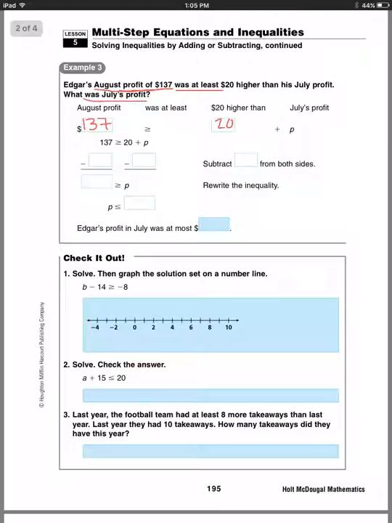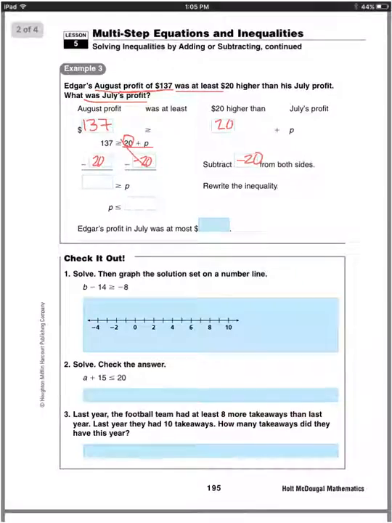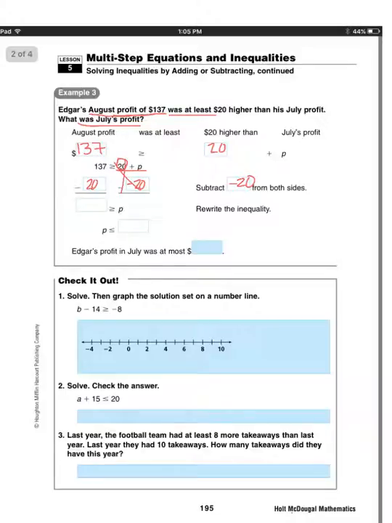We are looking for July's profit, so we substitute that with a variable. So the side with the variable, look at the constant. The constant is being added, so the opposite of adding 20 is subtracting 20 from both sides. Our constants cancel, and we bring our p down. 137 minus 20 is 117. So p is less than or equal to 117. So Edgar's profit in July was at most $117.